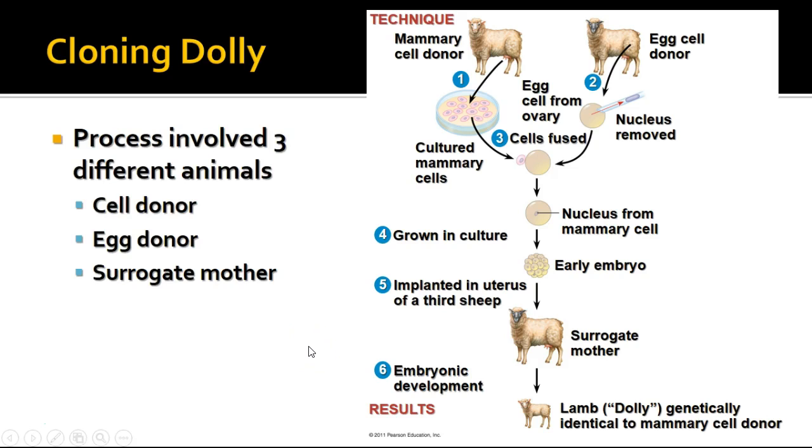Now, the reason they used 3 different sheep, of course, is that it's part of the control of their experiment. Remember, when you do experiments, you have to have controls, and so using the 3 different sources of the genetic material and the egg cells and so forth was part of the control mechanisms of the experiment.